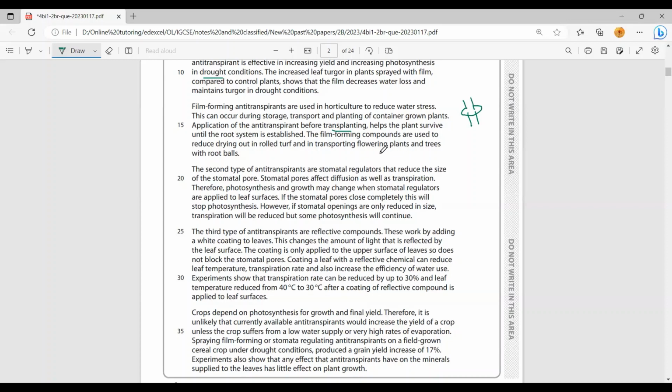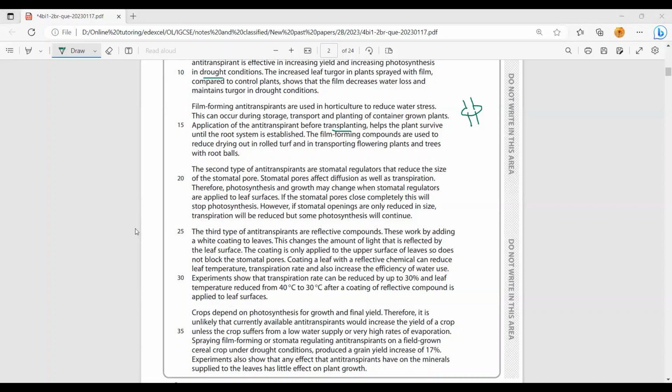The film-forming compounds are used to reduce drying out in rolled turf and transporting flowering plants and trees with root balls. ثواني في ناس لسه بتدخل.